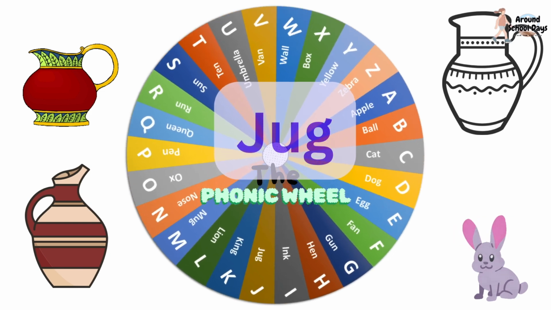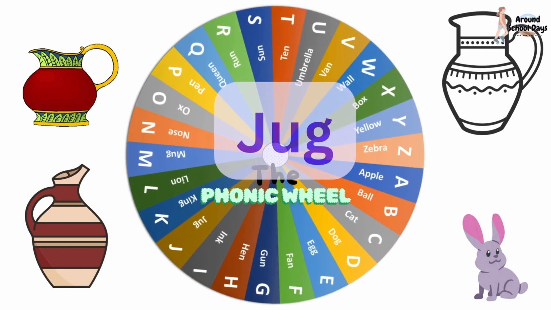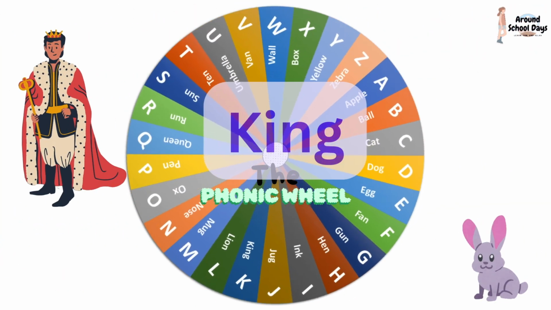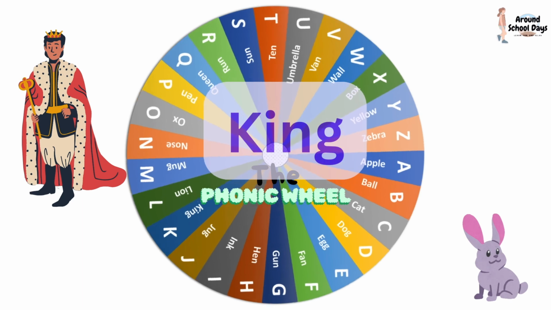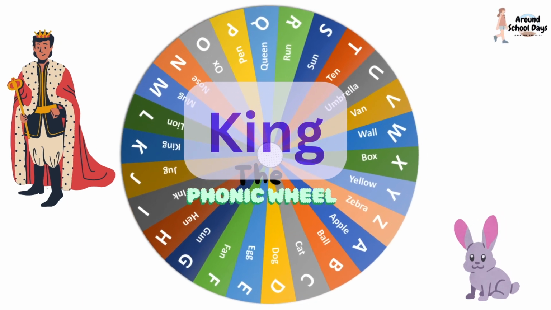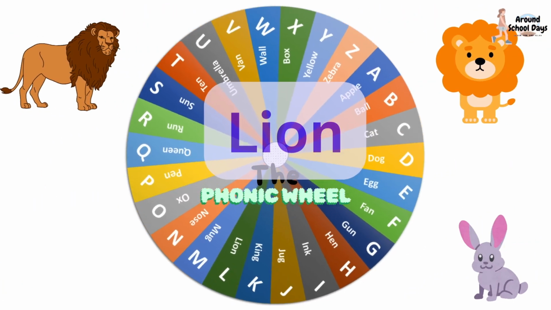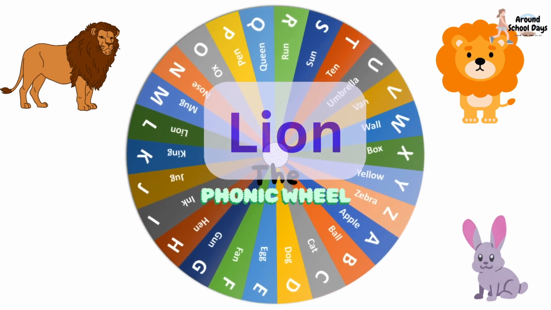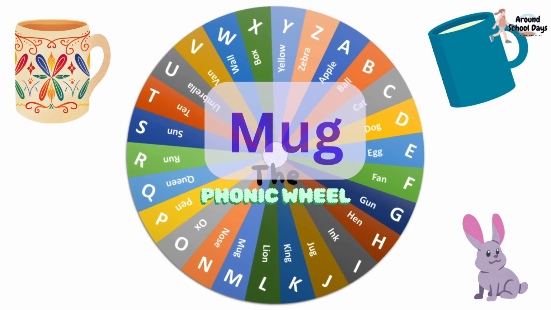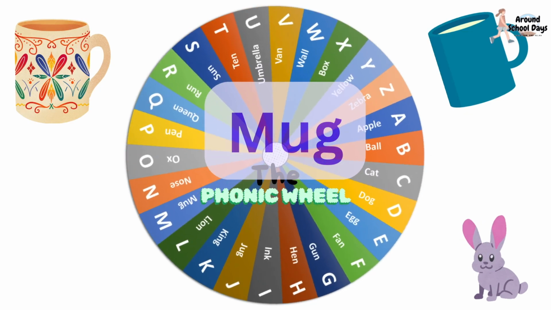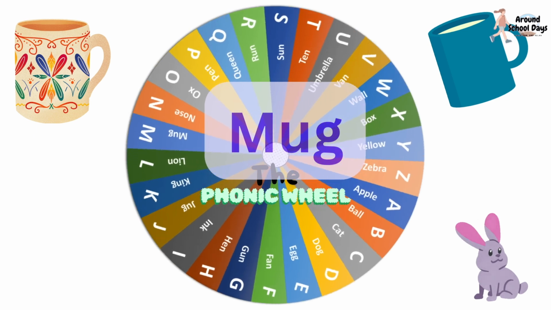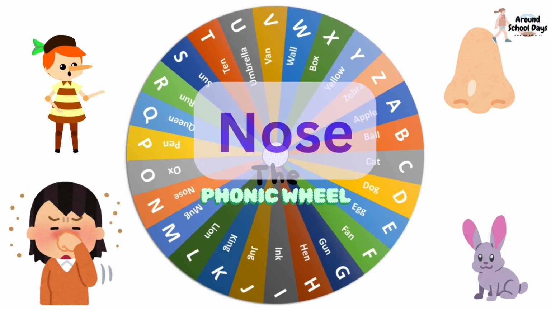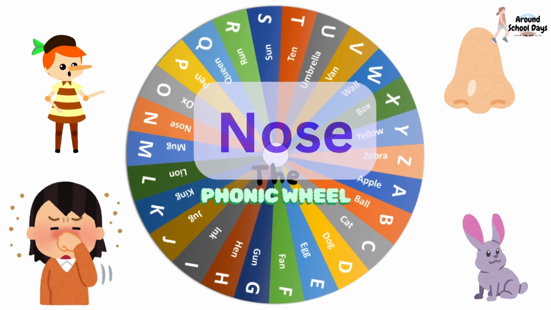J says J, as in jug. K says K, as in king. L says L, as in lion. M says M, as in mug. N says N, as in nose.